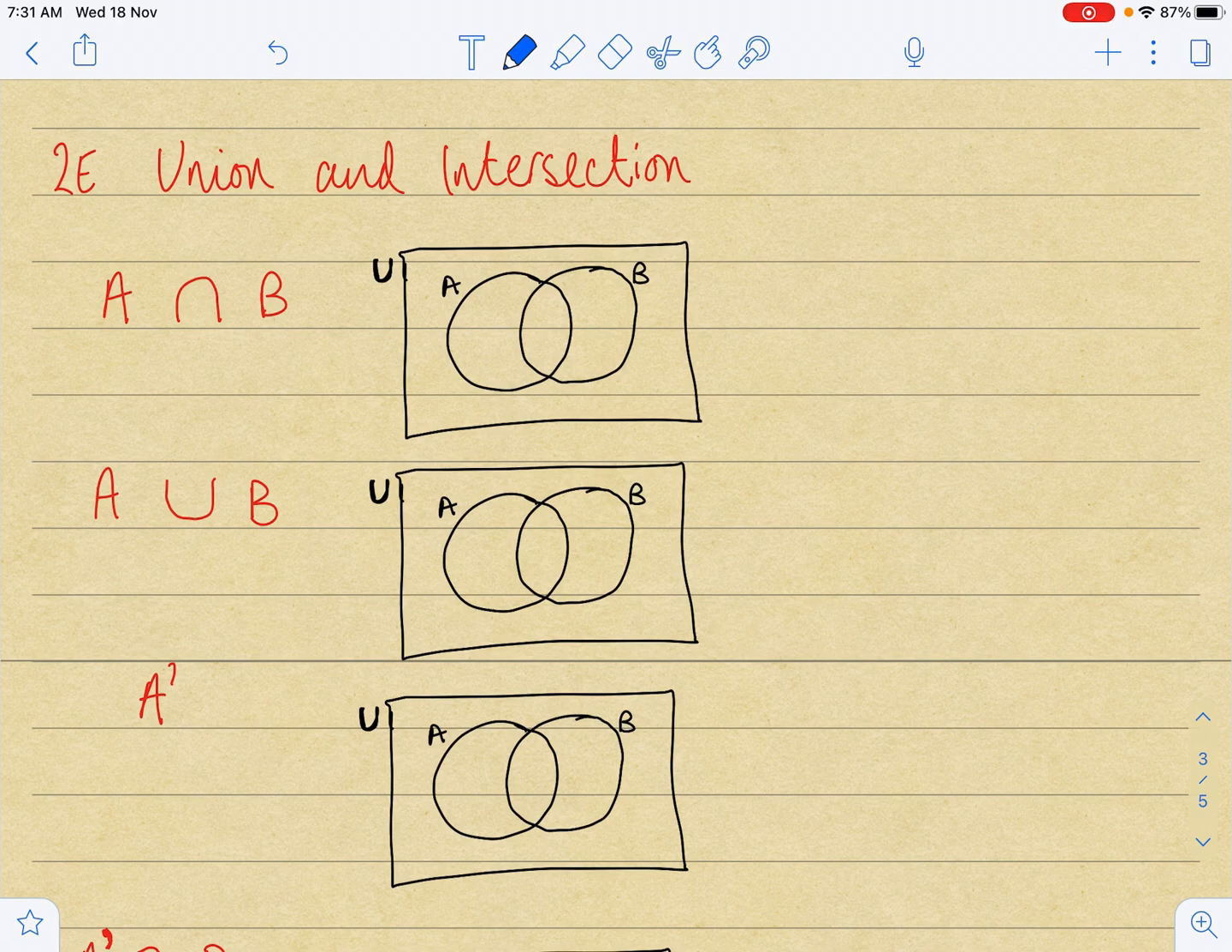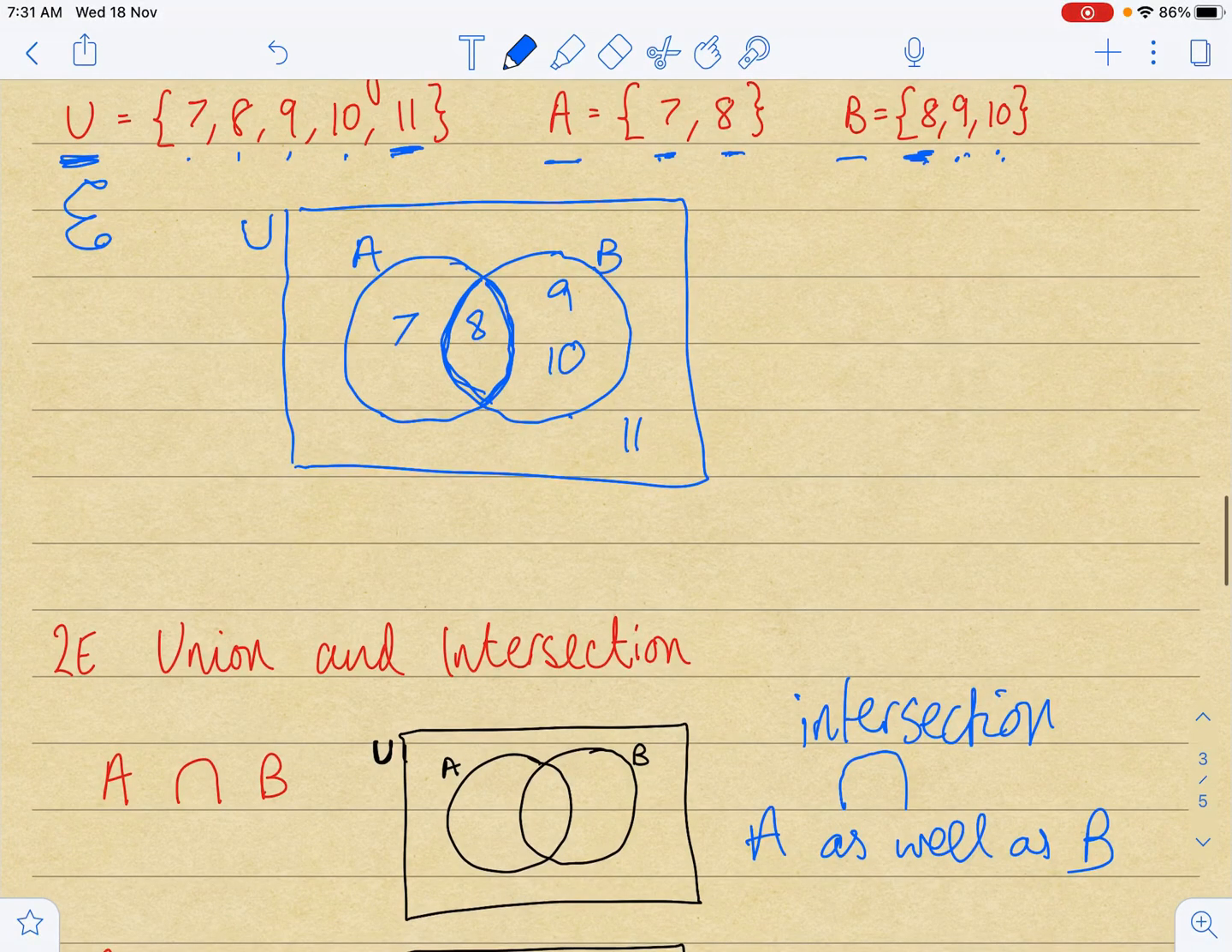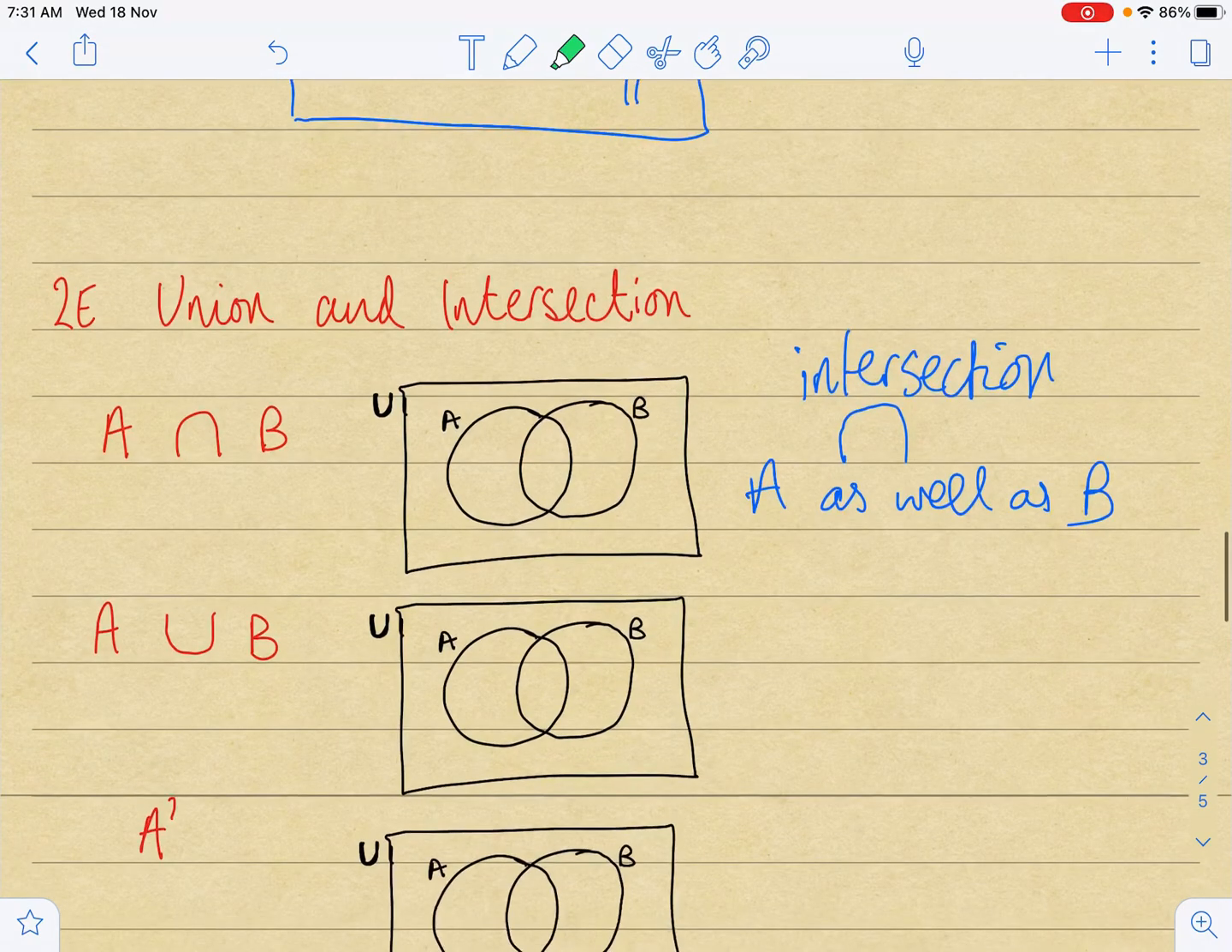So A intersection, this symbol, well, it's not really an end, it's a sort of dome shape. That is intersection. And that is basically things that are in A as well as B. So in our example at the top, the intersection was just this section here, and it was the number 8. If we shade that in there, that area there is the intersection of A and B. It's in A as well as in B. It has to be both things.